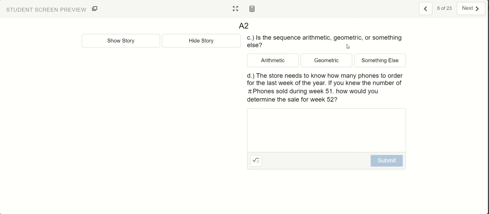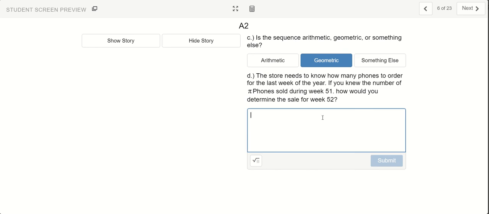All right, moving forward. So what kind of sequence is this? This is geometric because we're multiplying. Geometric means to multiply over and over. And if I want to find the 52nd term, I need to take what happened before. I take the 51st term and times that by 1.15. So if I take the previous number and multiply it by 1.15, I can get to the 52nd item.